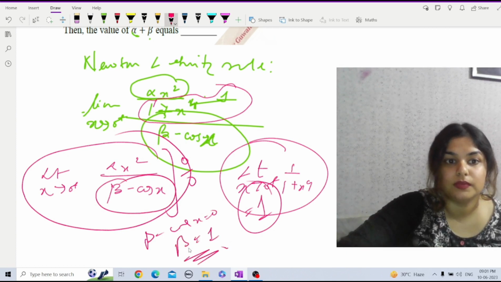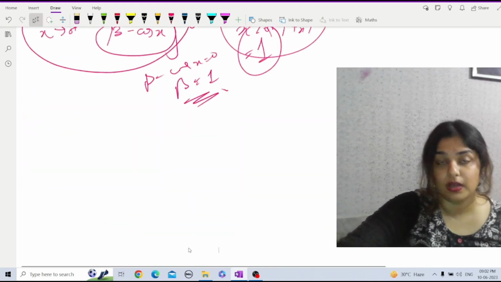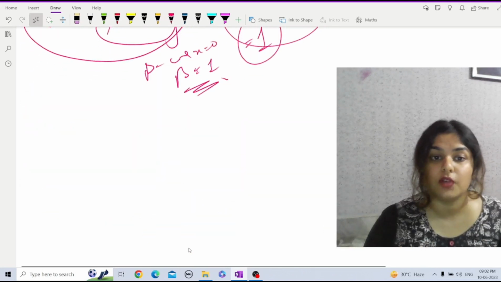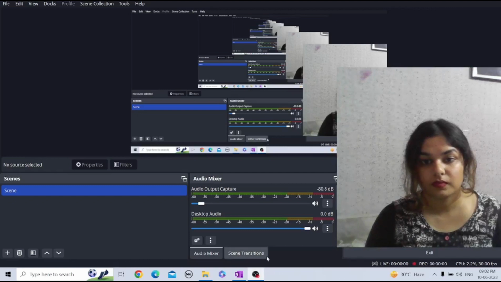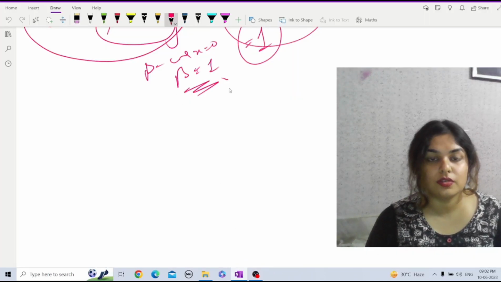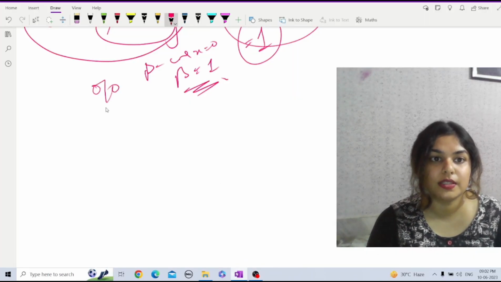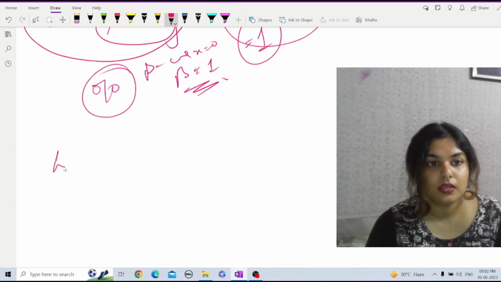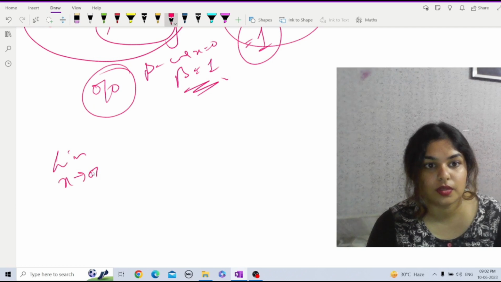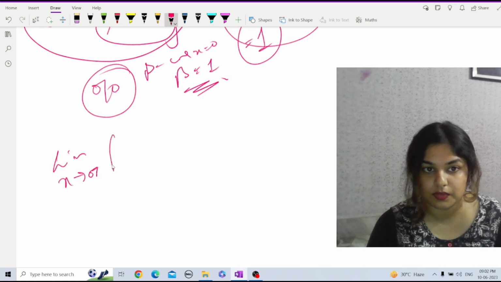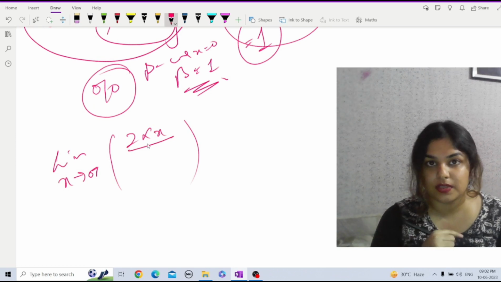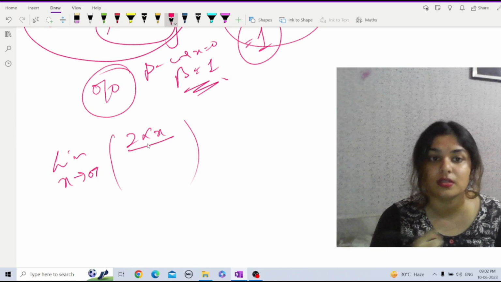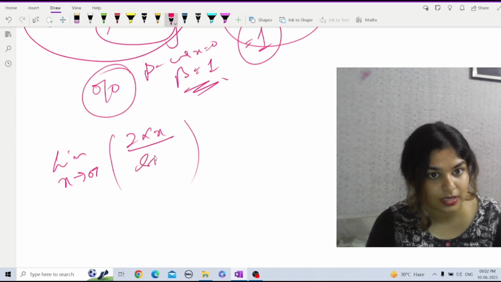Now we have to find out the value of alpha. So for that, what we are going to do is the following. Since this is already of the form 0 by 0, again let us take the derivative rule. So in limit x tends to 0 positive, the derivative of the particular function becomes 2 alpha x by, so that was beta minus cos x, so 1 minus cos x, and the derivative of minus cos x is minus minus sin x, that is plus sin x.